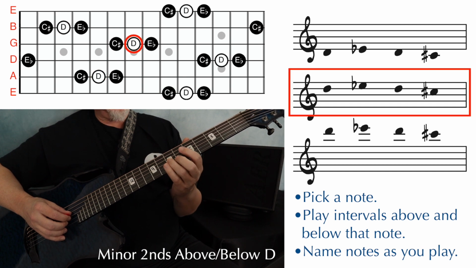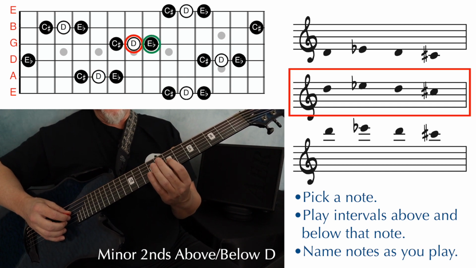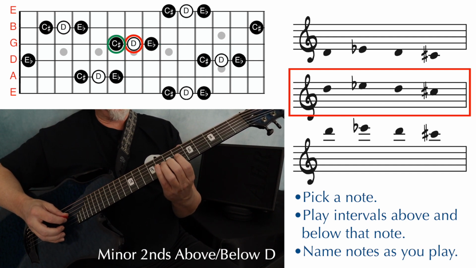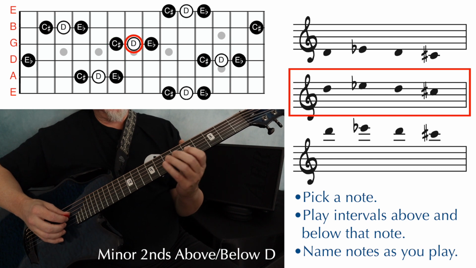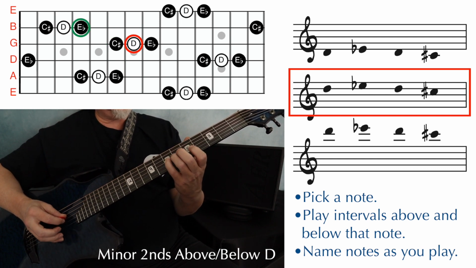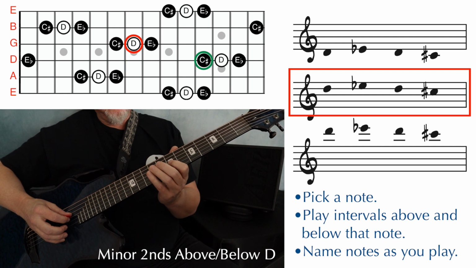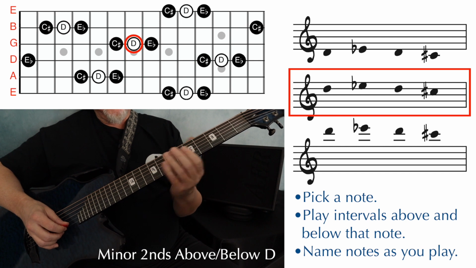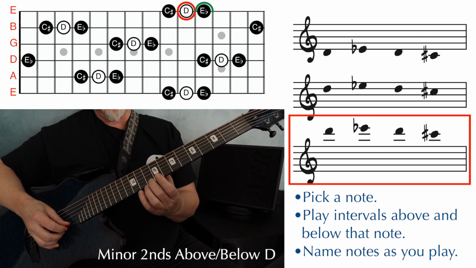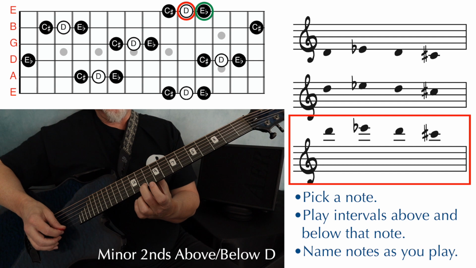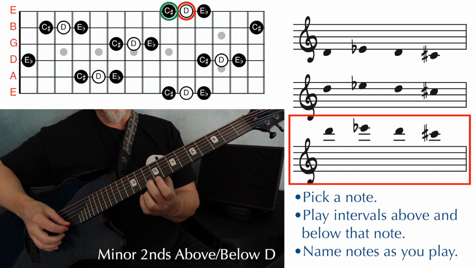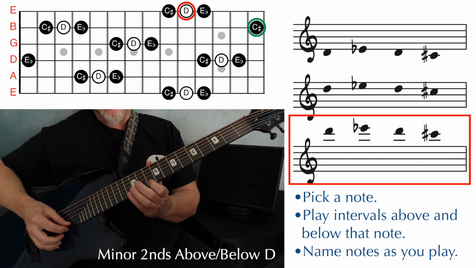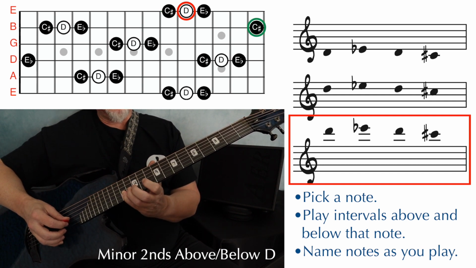We have a D on the 3rd string, minor second above on the same string, minor second below, same string, minor second above moving to string 2, minor second below moving to string 4. Let's just do a couple more. How about this high D? Minor second above on the same string, minor second below, and then minor second below moving to the next string.